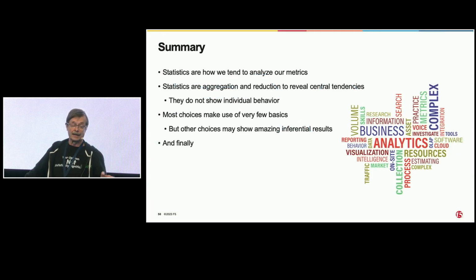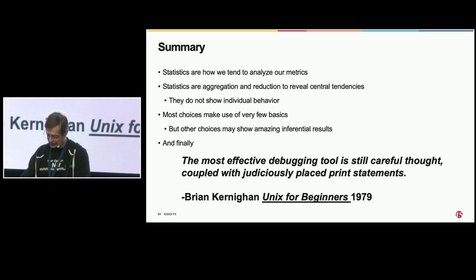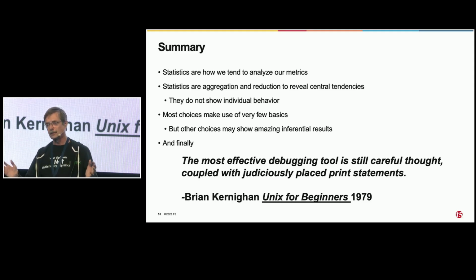And oh, by the way, I don't have the slide in here, but if you go look at it, you'll find that Internet Explorer caused murders, because as Internet Explorer use went down, the murder rate went down as well. So statistics are how we analyze our metrics. They are great aggregations. They reveal central tendencies for this. We usually use only a few things, but there's a wide world of other choices that we can make in here.